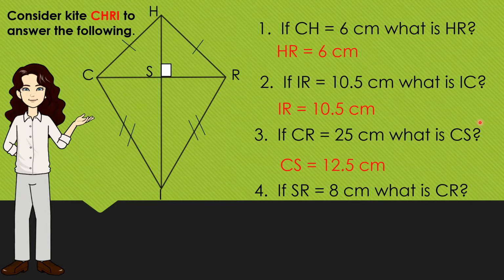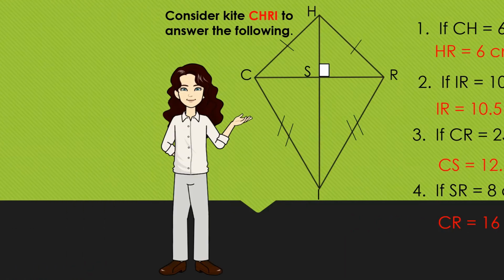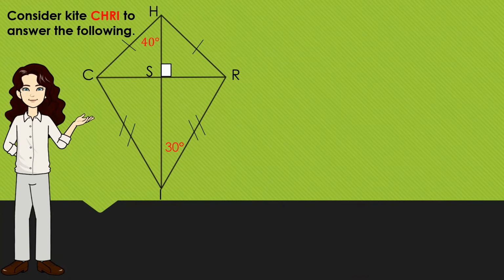Okay, number 4. If SR is 8 centimeters, what is CR? So SR is 8. So, you multiply it by 2. And that is 16 centimeters. CR is 16 centimeters.